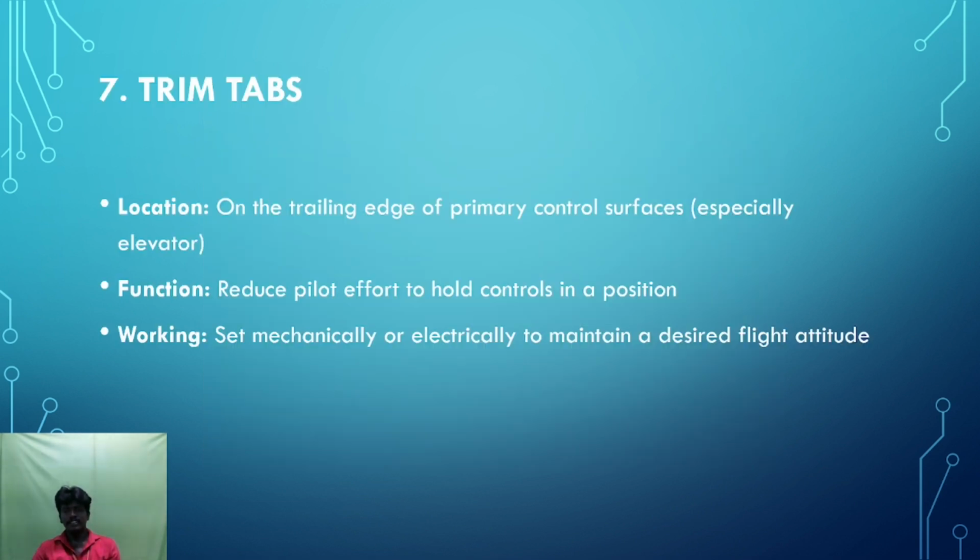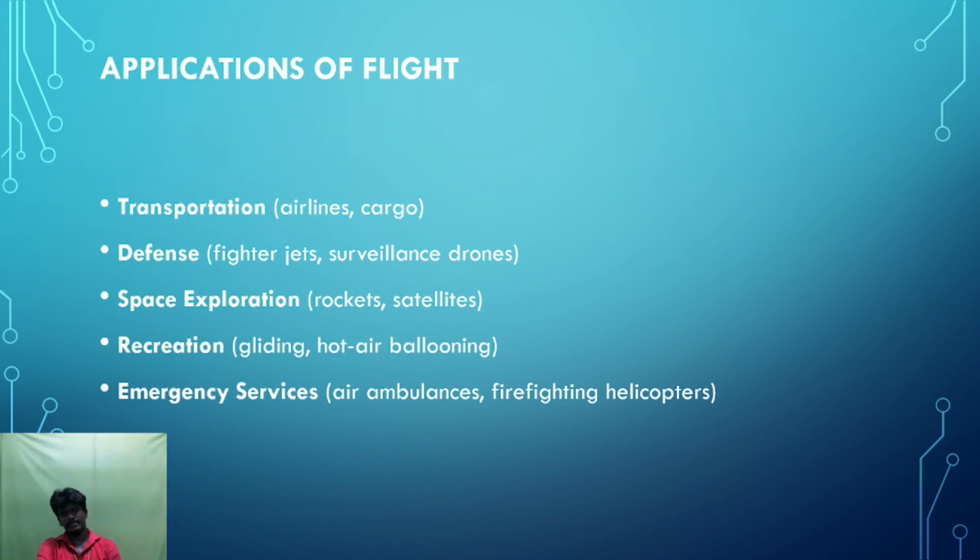Trim tabs are located at the trailing edge of the primary control surface, especially the elevator. Function: reduce pilot effort to hold controls in position. To reduce the pilot effort, it is set mechanically or electrically, along with flight instruments.